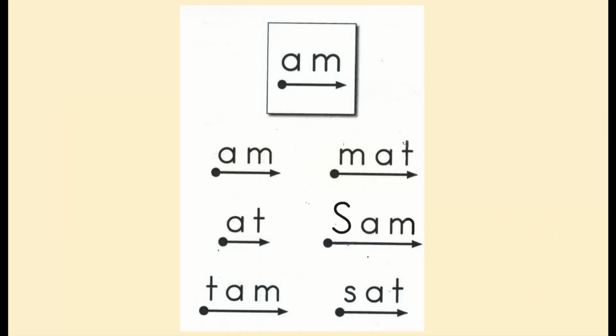Now let's practice reading some words. We're going to stretch out the sounds we hear in the word, and then we're going to say it fast. Watch me as I do the first word in the box. Am, am, am, am. I'm going to stretch out the sounds, and then I'm going to say it fast. Am. Now let's practice with the words at the bottom of the page. Ready? Take your finger and trace along with me.